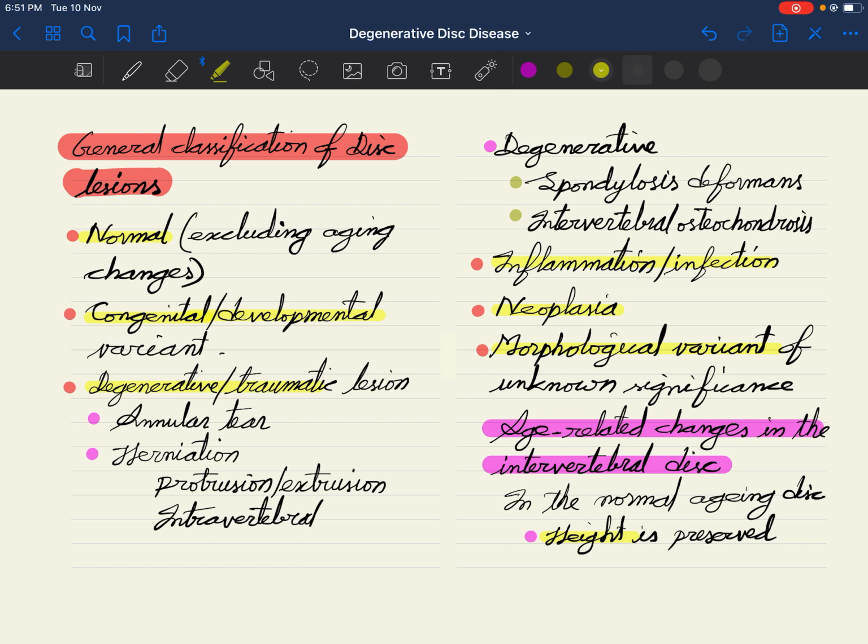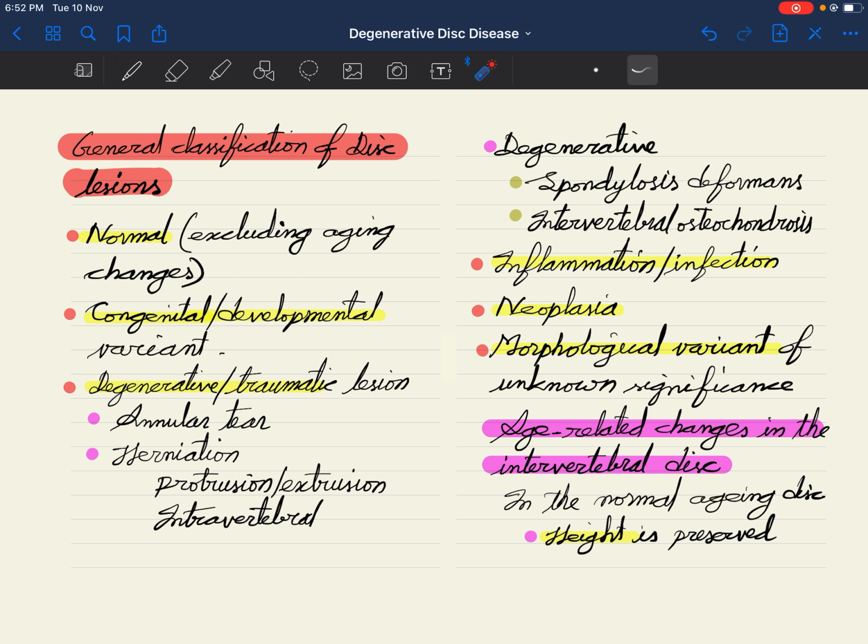So we will talk about degenerative disc disease on imaging. Disc lesions are generally classified into different subtypes. So a disc can be called normal, but we need to exclude aging changes. Disc lesions can be due to a congenital or developmental variant.